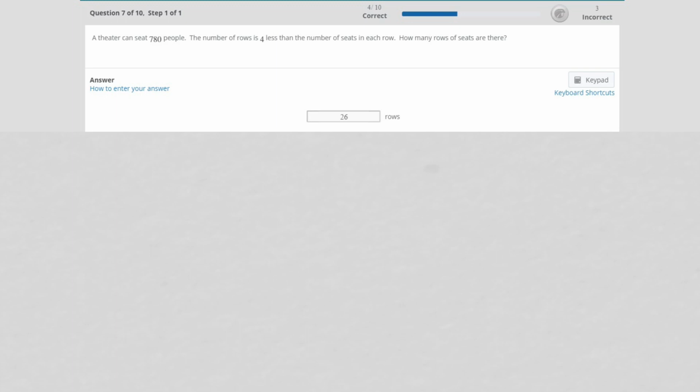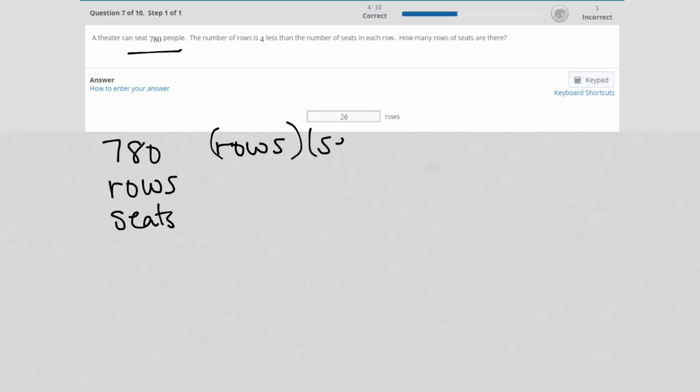I'm going to write out my knowns. 780 people. And I know I have rows and I have seats. And to get the total number of people, that's going to be rows times seats. That's going to equal 780. This sentence is going to give me a nice equation.